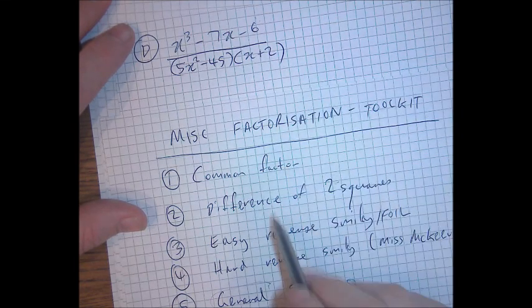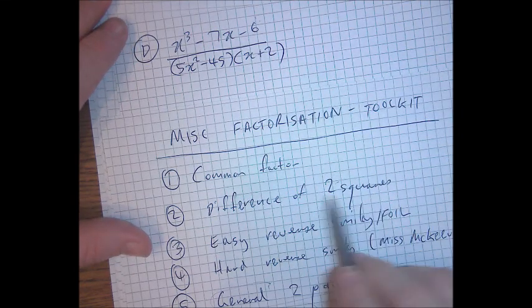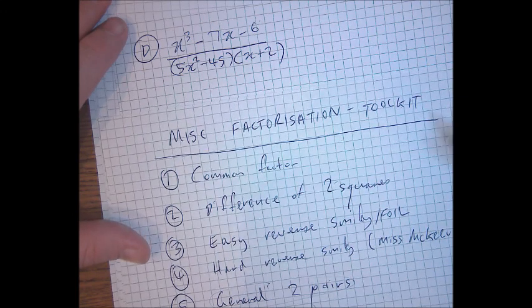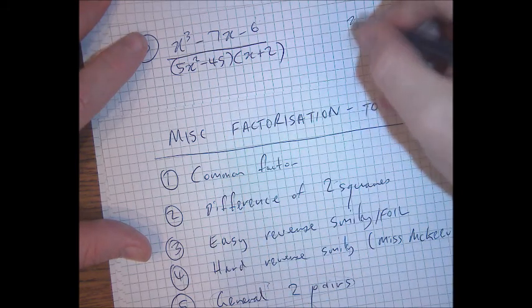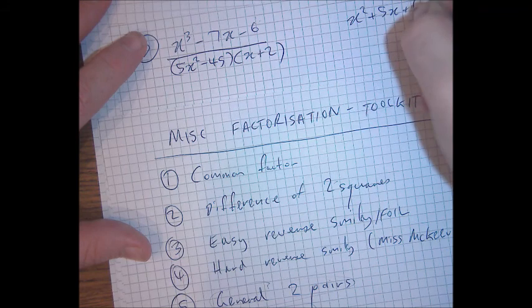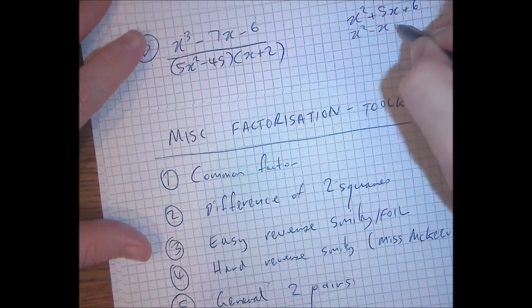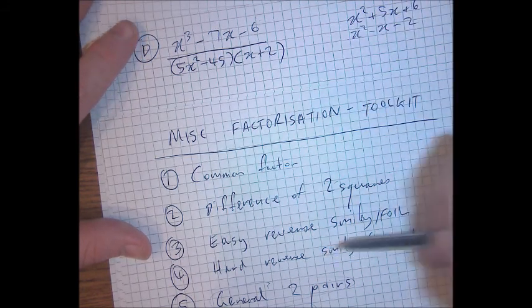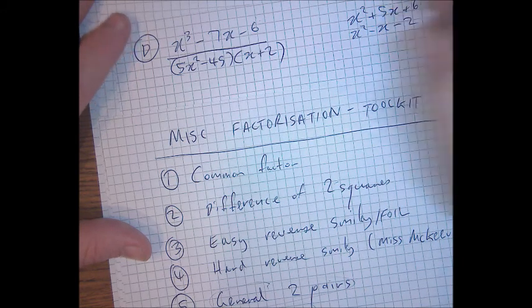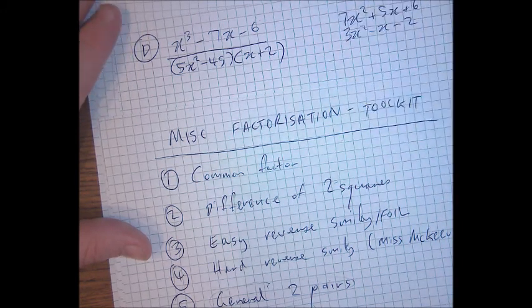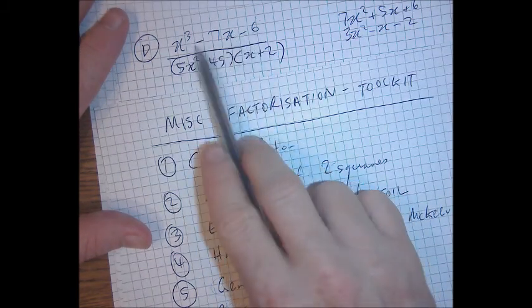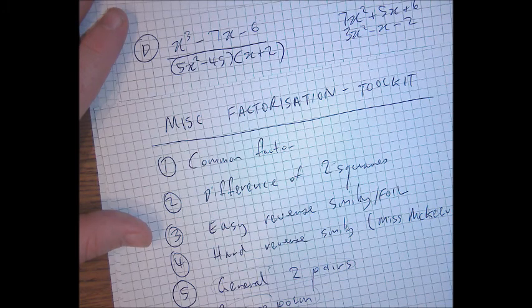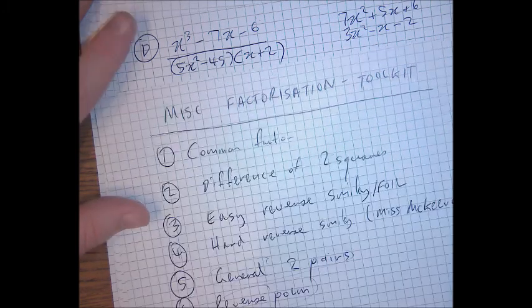The top certainly doesn't have any common factors. That's not an option. It's not a difference of 2 squares. That's when there's 2 terms. This has 3. It doesn't look like it's an easy reverse smiley or foil. That's because of the cubed term. Easy reverse smiley is just for things like this or like this. It's certainly not a hard reverse smiley. That's the same as the easy reverse smiley. It's just that you've got things like that at the front. It's not general 2 pairs because there's 3 terms, not 4.